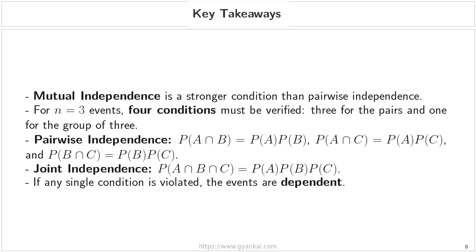Finally, keep this golden rule in mind. If even a single one of these 4 equalities fails to hold, you cannot call the events mutually independent. They are simply dependent. All right, we have reached the end of our lesson, so let's wrap everything up by reviewing the key takeaways from today's topic. I hope this clarification helps you approach these probability problems with more confidence. Great job today!